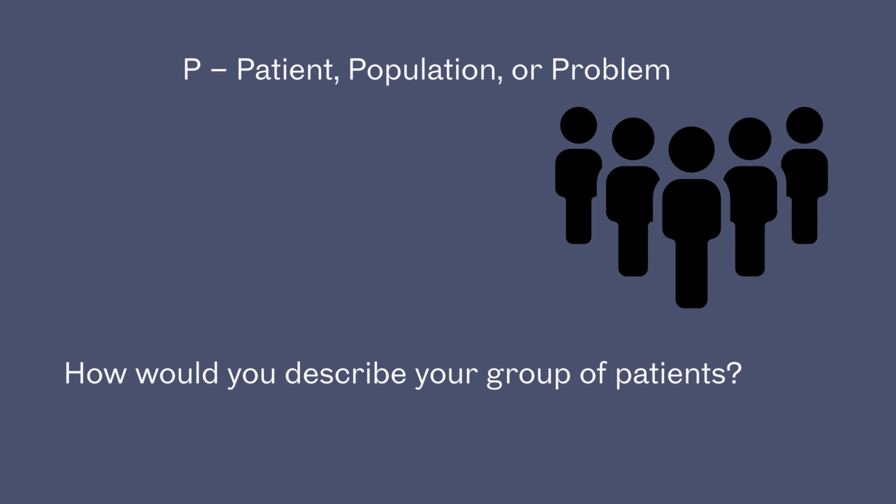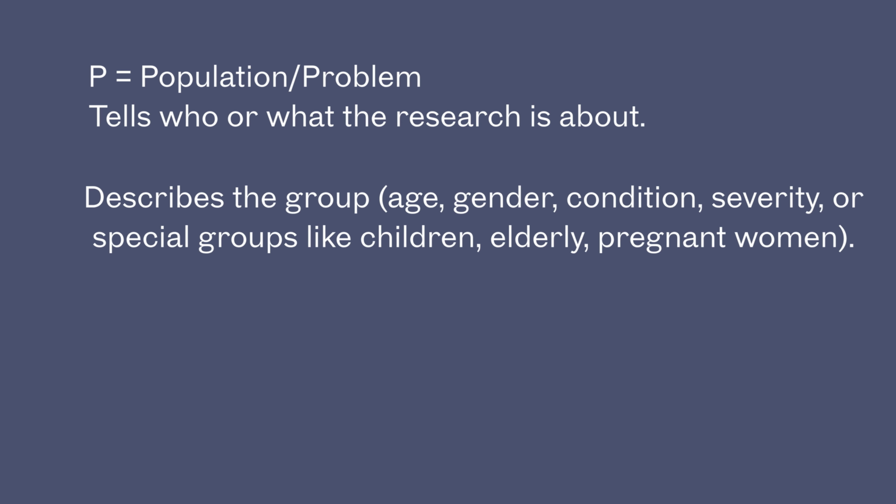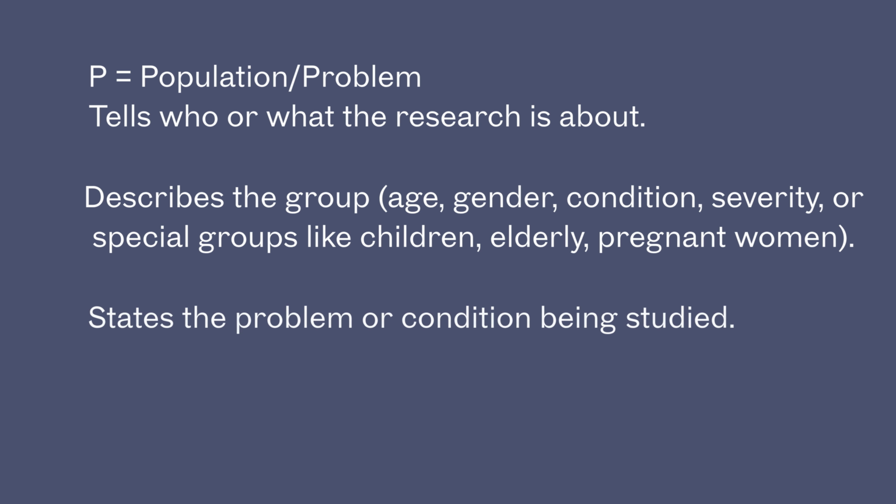P is patient, population, or problem. How would you describe your group of patients? The P in PICO defines who or what the research is about. It describes the population or problem the study will focus on. A population can be defined using age, gender, health condition, disease severity, or specific characteristics. It can also include special groups like children, elderly, or pregnant women. Defining the problem means stating what condition, issue, or challenge is being studied.